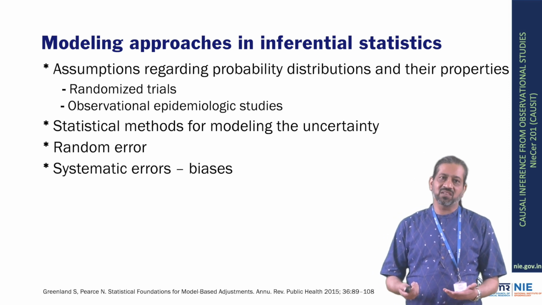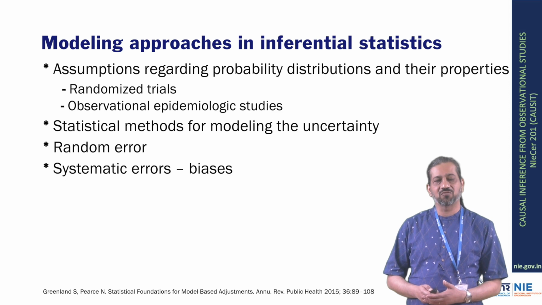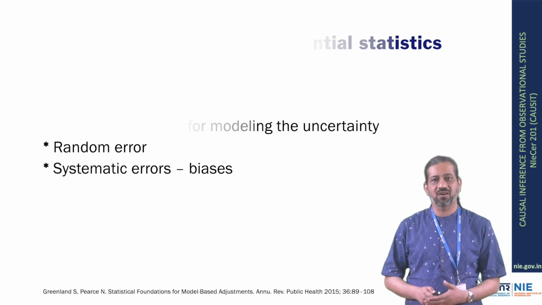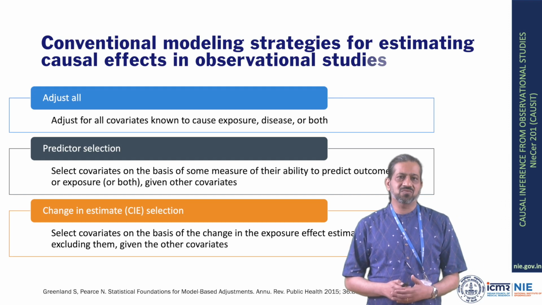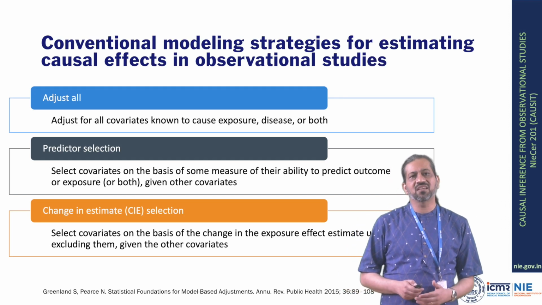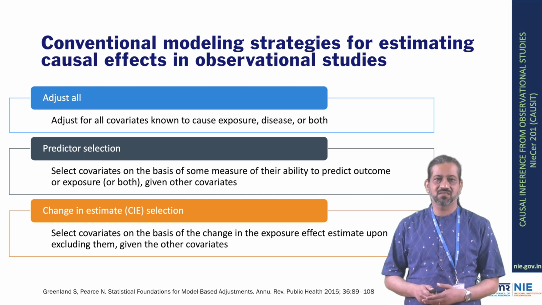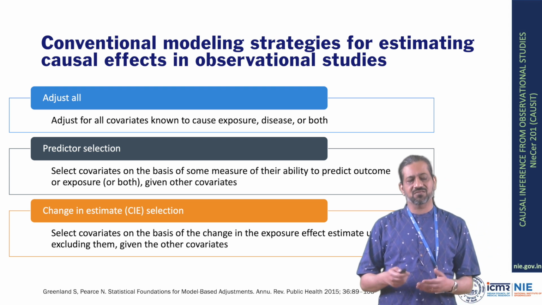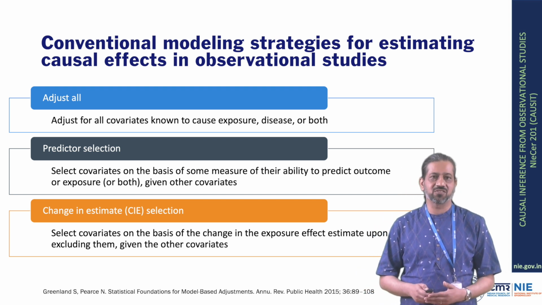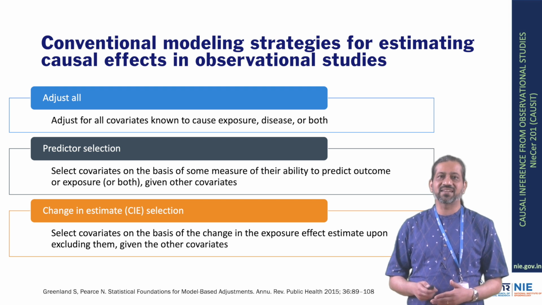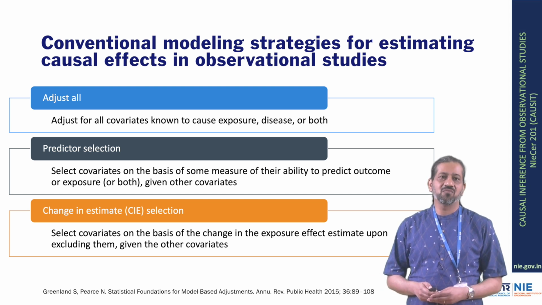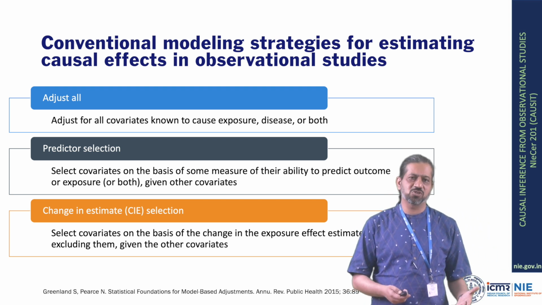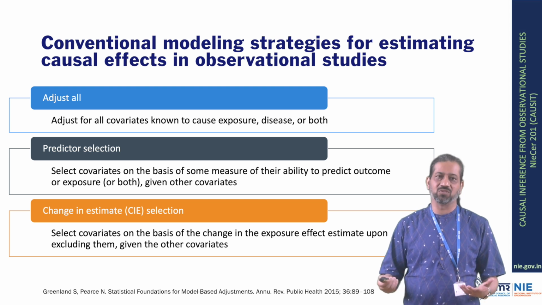Most of the statistical methods, in fact, only model for random error and ignore what is known as systematic errors or bias. There are various modeling strategies for estimating the causal effects in observational studies. If you look at the literature, you will find any one of these three strategies that are generally seen in the current literature. The first strategy is called the adjust all strategy, wherein we adjust for all the covariates that are known to cause either the exposure or the disease or outcome or both.